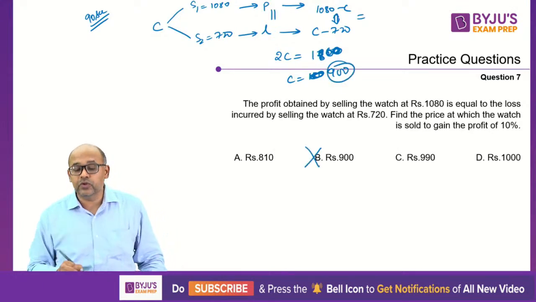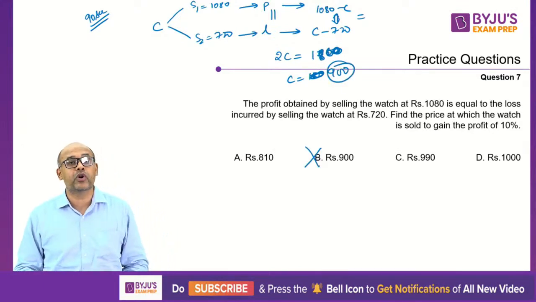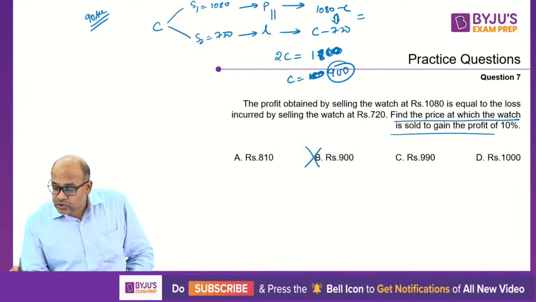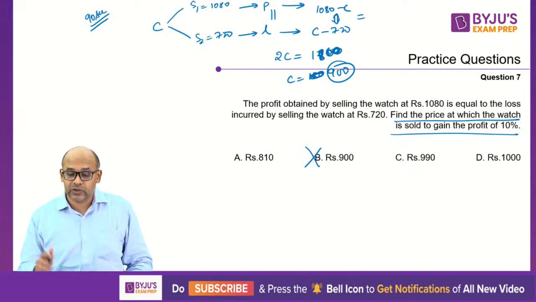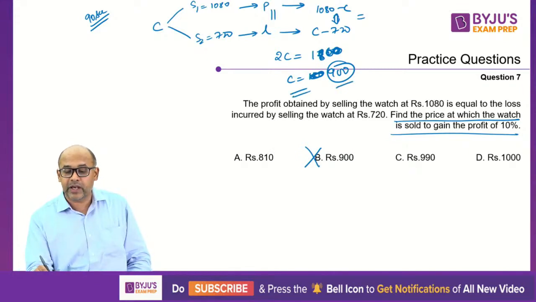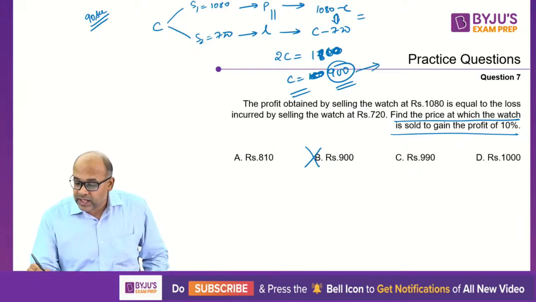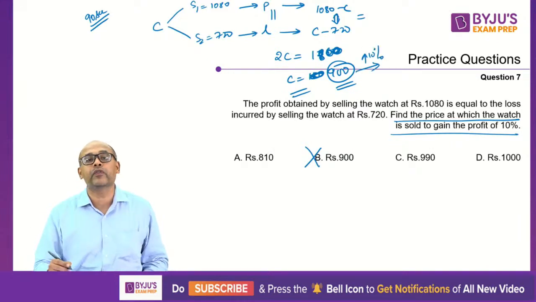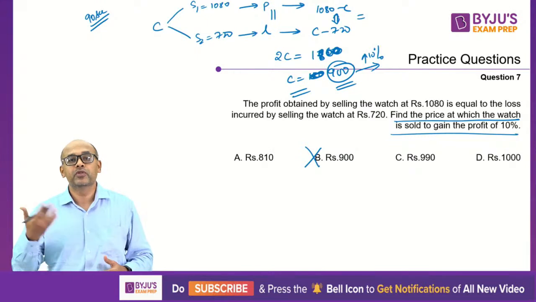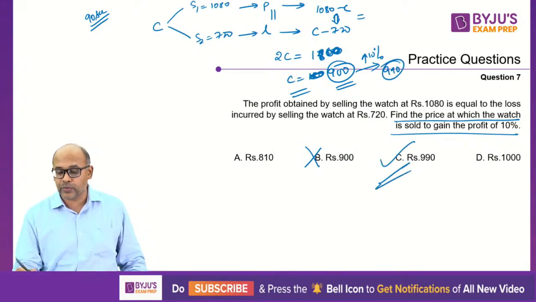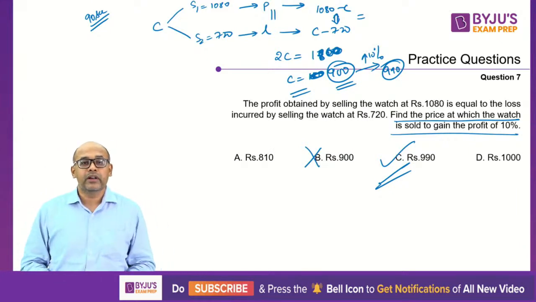Again, 900 is not your answer because they are not asking you the cost price. What are they asking you? Find the price at which the watch is sold to gain a profit of 10%. So on this cost price of 900, you need 10% profit, which means a 10% increase. So 10% of 900 is 90 rupees. So increase by 90 rupees. So you should be selling it at 990. That is option C. Clear?